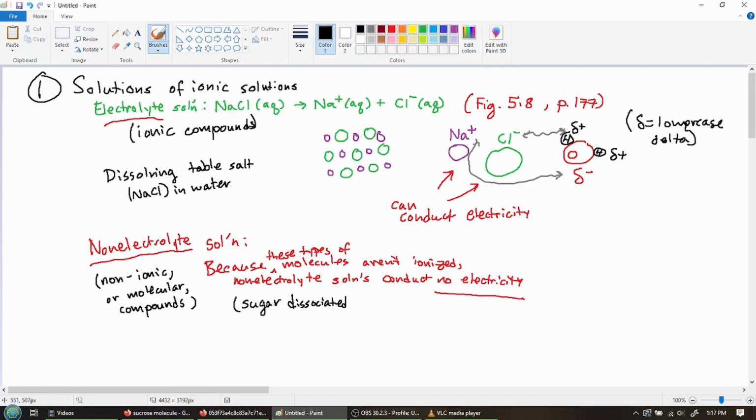Solid glucose is C6H12O6, and when it dissolves in solution, it's still C6H12O6. Okay, so this will be an example of sugar dissociated in water. And we'll say e.g. glucose or sucrose.